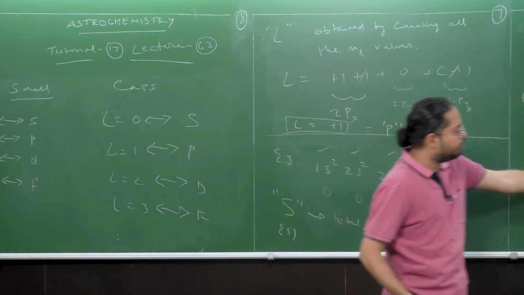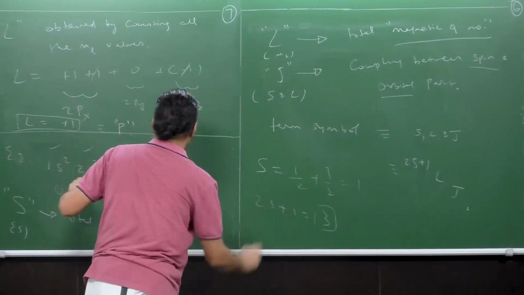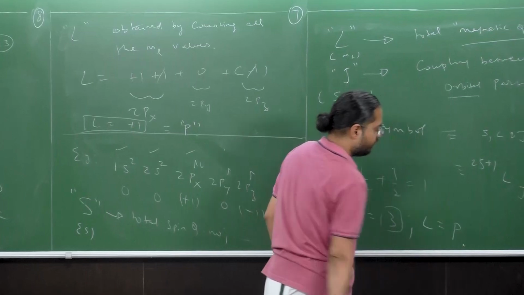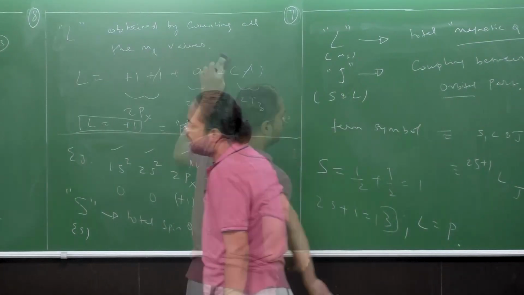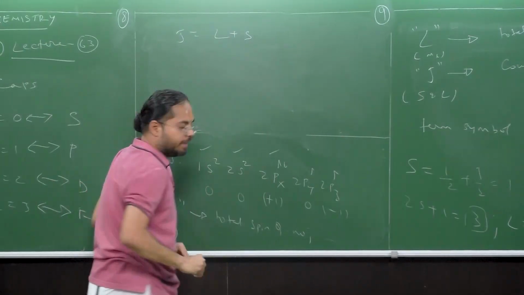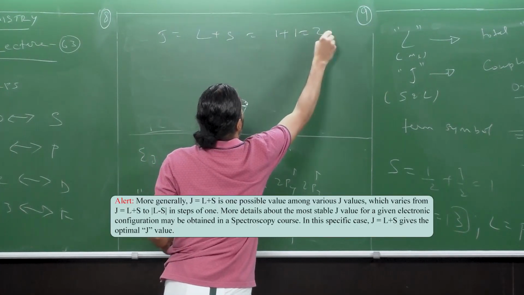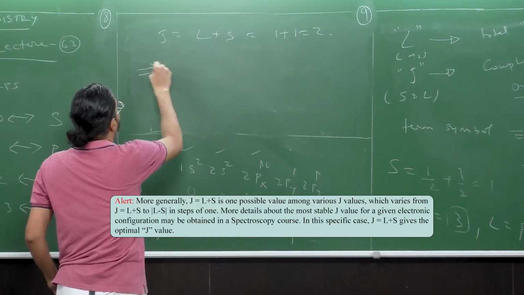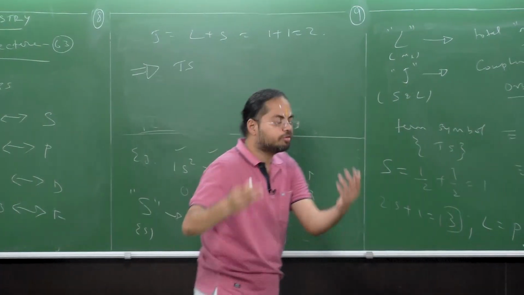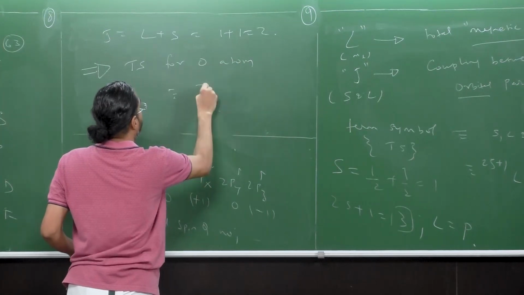So in the term symbol for oxygen, the 2S plus 1 was found out to be 3. My capital L was found out to be P. And my J, finally, is going to be L plus S, which is therefore going to be 1 plus 1, which is going to be 2. So overall, my term symbol, I'm going to use TS for term symbol for the oxygen atom, is going to be 3P2.